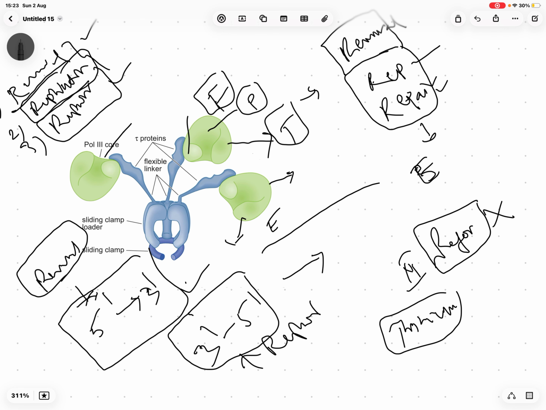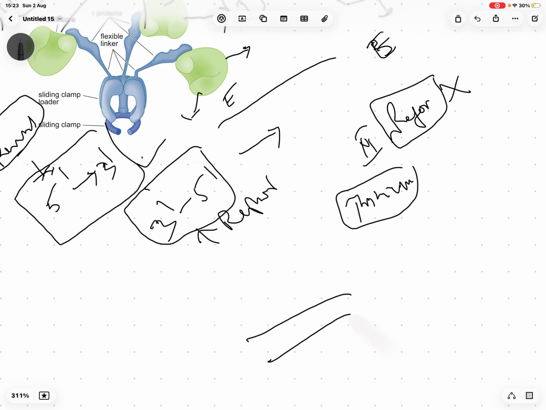When thymine dimers are formed in a DNA, polymerase enzymes, for example polymerase 3, while synthesizing the DNA, encounter these thymine dimers and cannot proceed further. So polymerase 2 now completes the DNA replication in place of polymerase 3, where the DNA forms the thymine dimers. This thymine dimer region is completely synthesized by this particular polymerase 2.